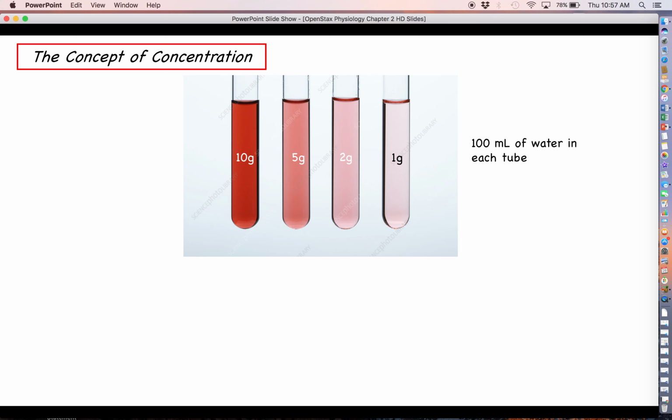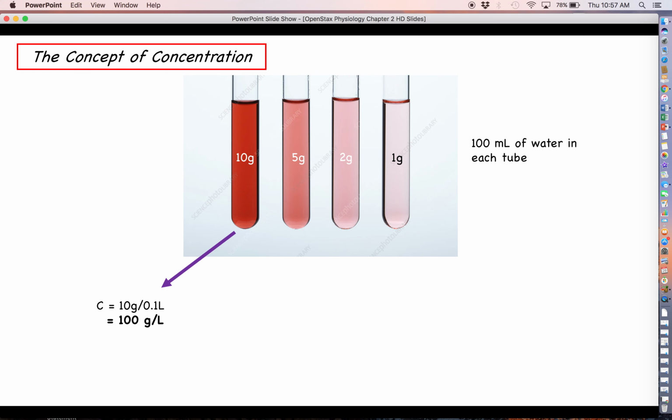Okay, so let's talk about that issue of solute concentration. To give you an idea of what we're looking at here, we are looking at 4 different test tubes. Obviously you can tell that the volume of each is about the same. We're saying there's about 100 milliliters of water in each tube. And obviously the main thing that's different here is the color of each.